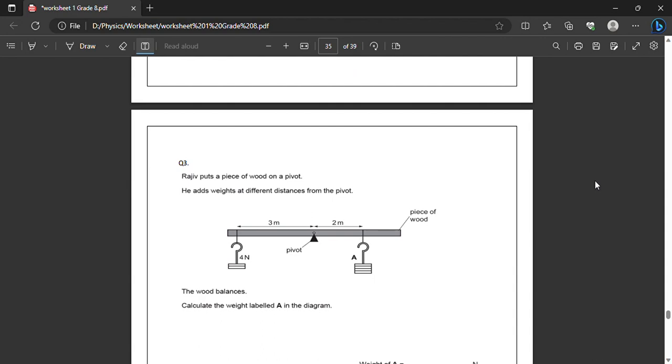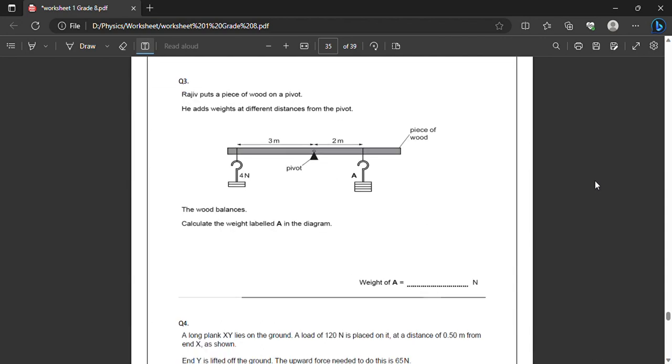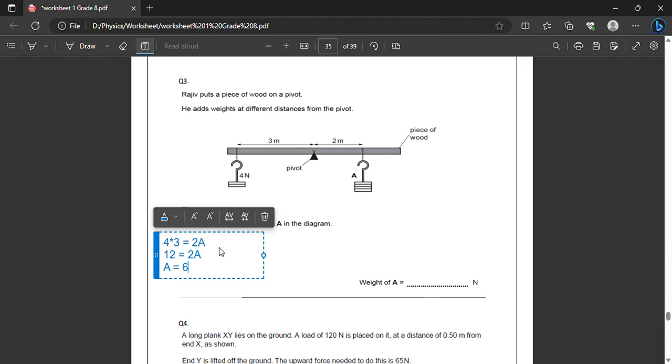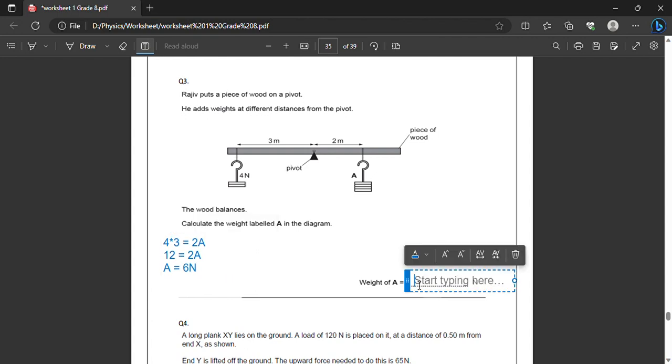So let's check this question, again about weight. This is again basically about the anticlockwise and clockwise movement. Let's calculate the value of A, the weight of A. It's easy this time. 4 times 3 is equal to 2 times A. So you write 2A. So 12 is equal to 2A. You make A the subject. So A is equal to 12 by 2, that's 6. So A is 6 newtons. So the weight of A here you write as 6.